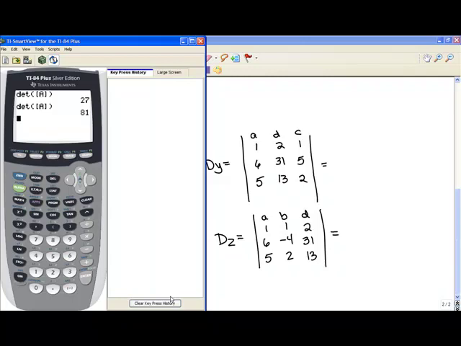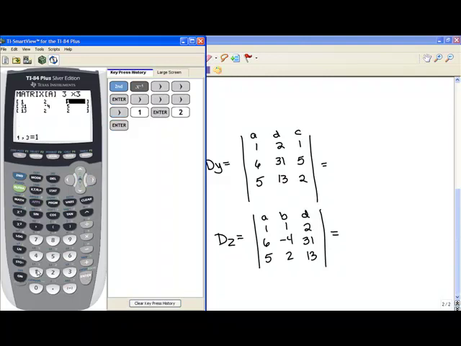Now enter the matrix for D sub y, second matrix, to the right to edit, press enter, and then enter the numbers for this determinant.